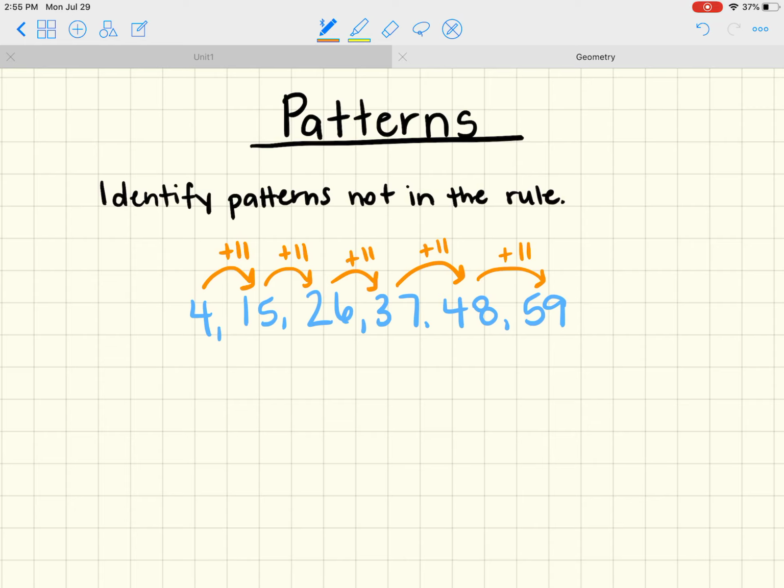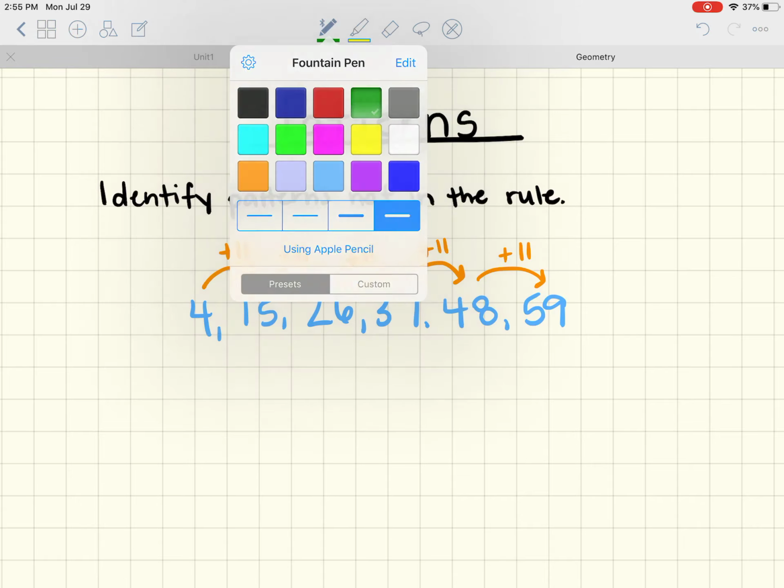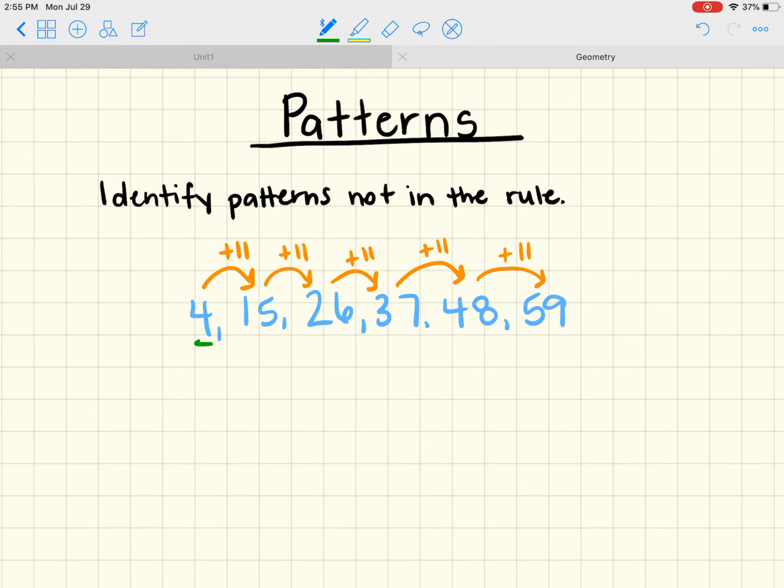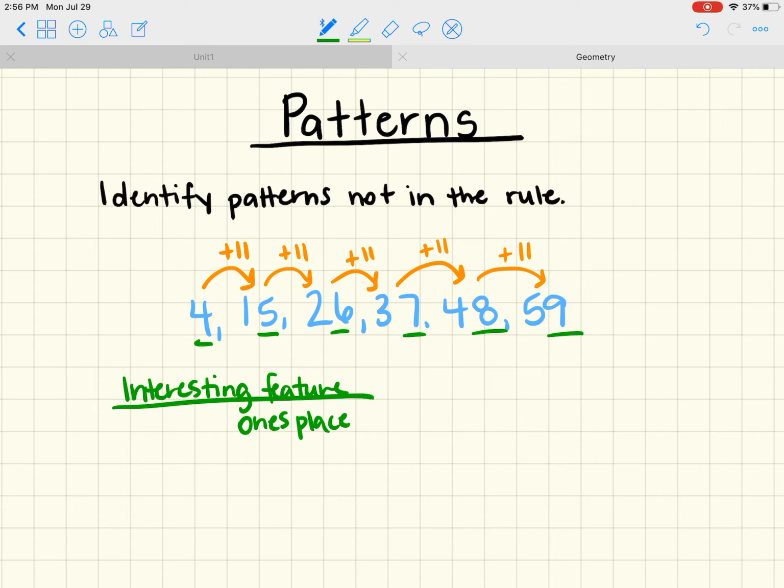But there's also some other interesting things going on in this number pattern. For example, I started with a 4 in the ones place. And then I go to a 5 in the ones place, a 6, a 7, an 8, and a 9. So one interesting feature is that the ones place increases by 1 digit each time. That's just something extra that happened.